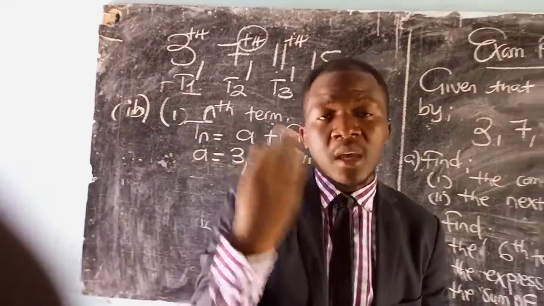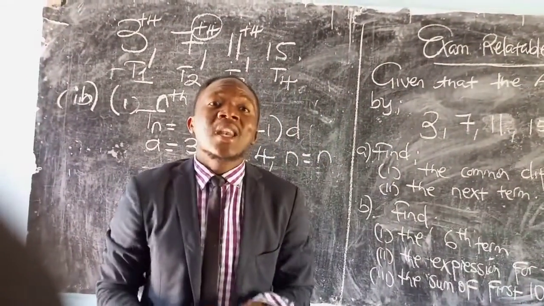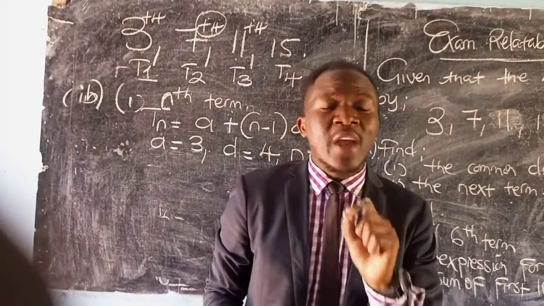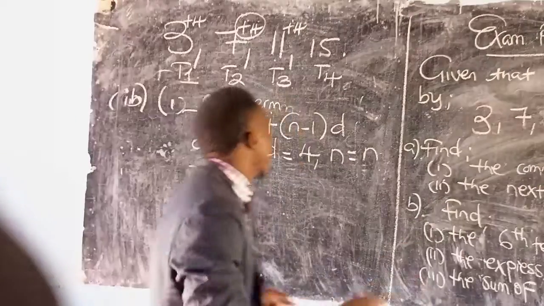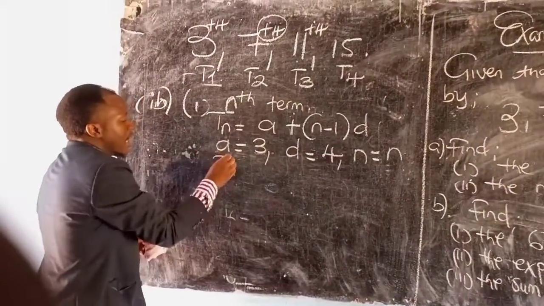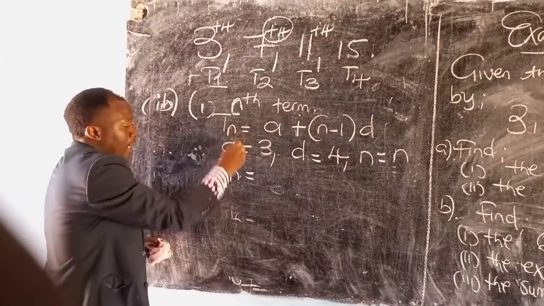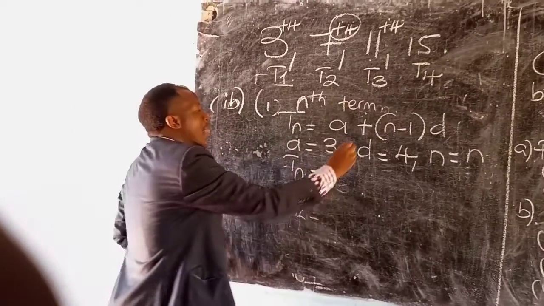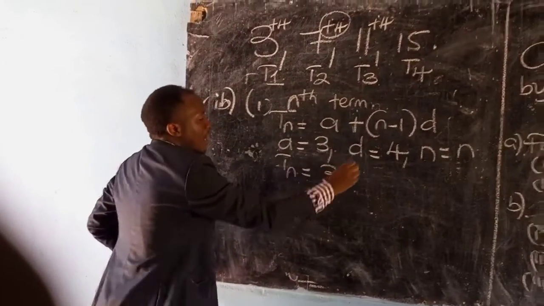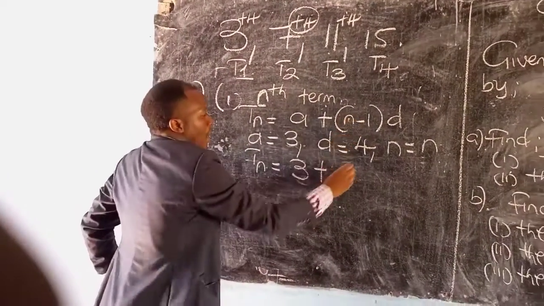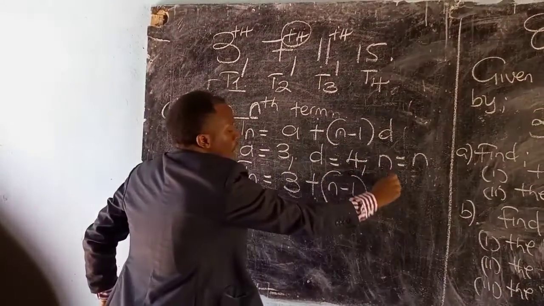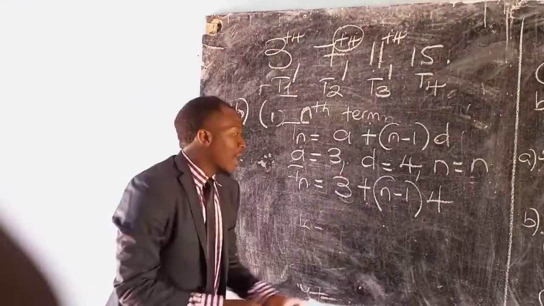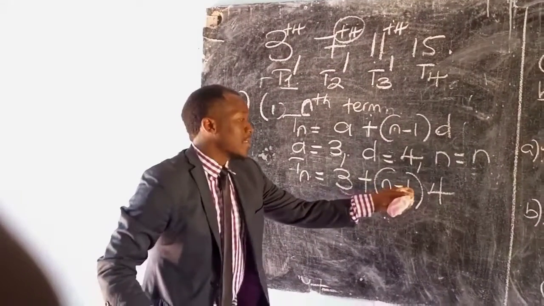Please always make it a priority to understand nth term. That means the value of n is still n because we are looking for the number in the unknown position. So I'm going to replace. We say nth term, where there is a, we replace with 3 plus, where there is n, we replace with n minus 1, where there is d, we replace with 4. Remember, this is a variable and this is a digit.